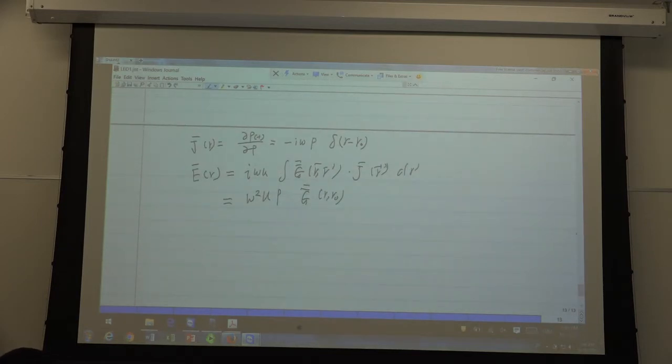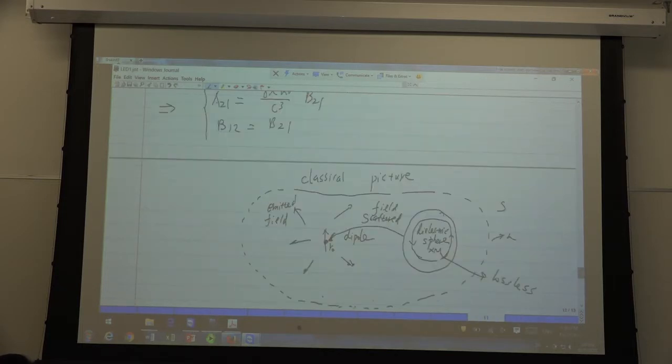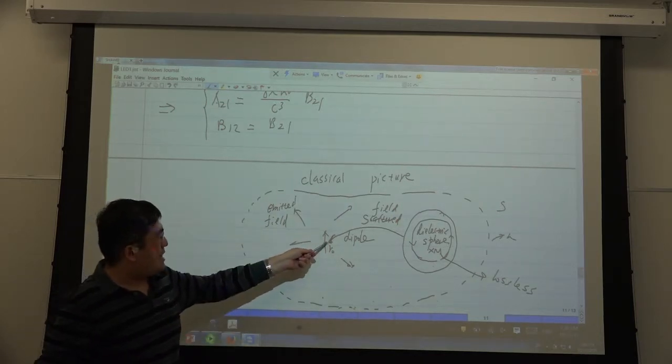Because this delta is delta source. Okay, it's delta source. But remember here, it's not in free space, because I put the dielectric sphere very near this dipole. The dielectric sphere will affect the field at this point.